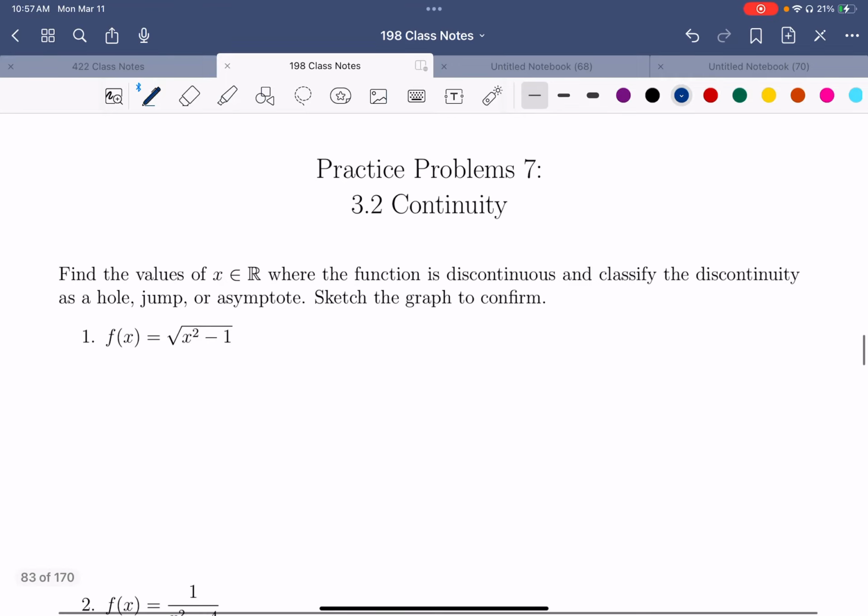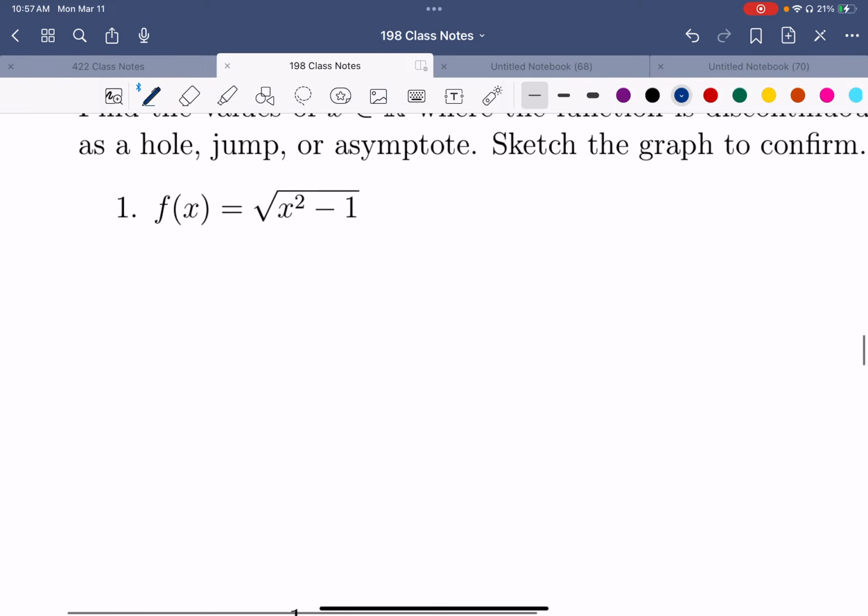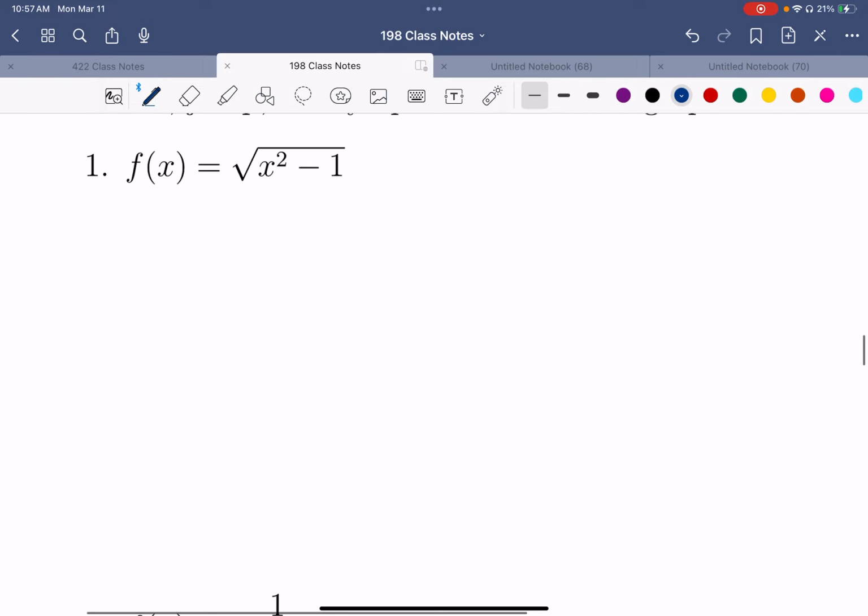Hi all. So this is my solution to the practice problem 7. I'll post this as both a document and as a video for you because we didn't get to go over it in class, and I can also address that in class on Tuesday. So we're going to start with number 1.